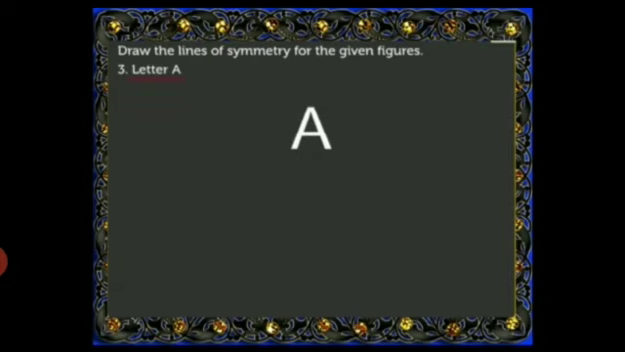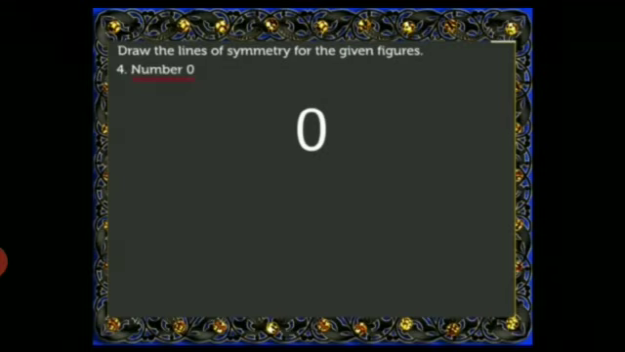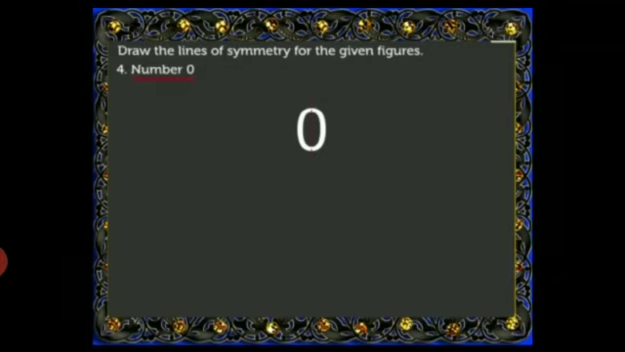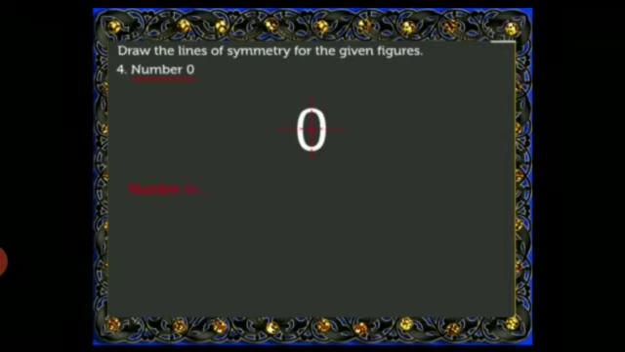We can divide the letter into two equal halves by folding it vertically. Thus we say letter A has one line of symmetry. Coming to the last figure, number 0. Here we can divide number 0 into two equal halves by folding it vertically or horizontally. Thus we say that number 0 has two lines of symmetry.